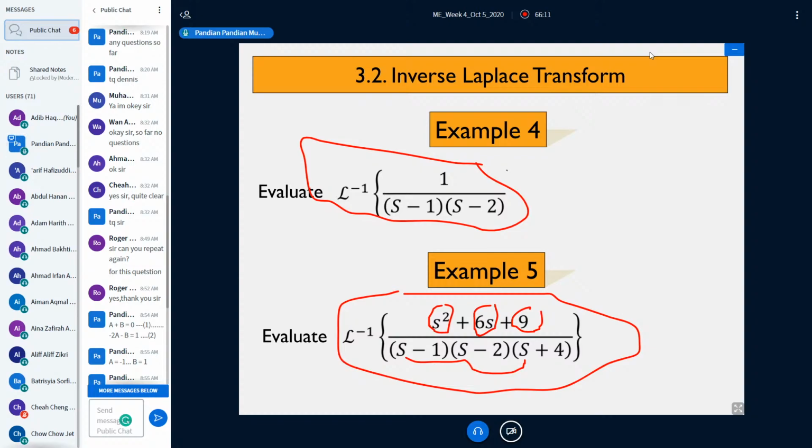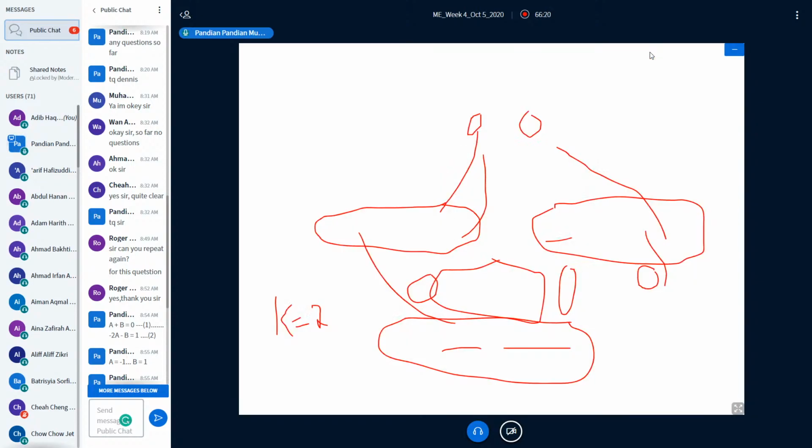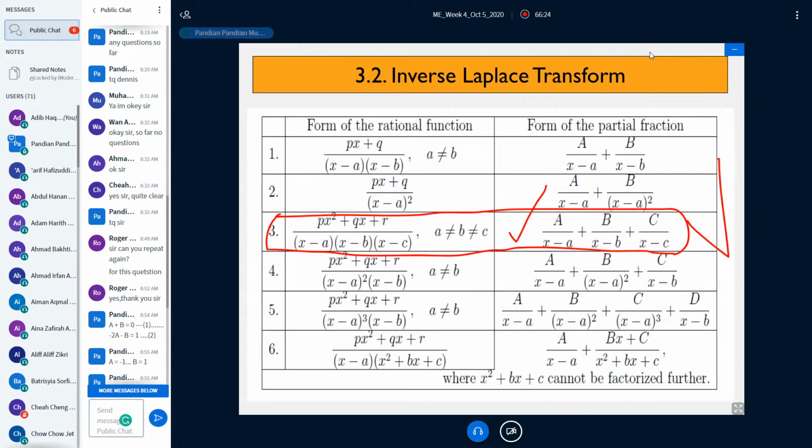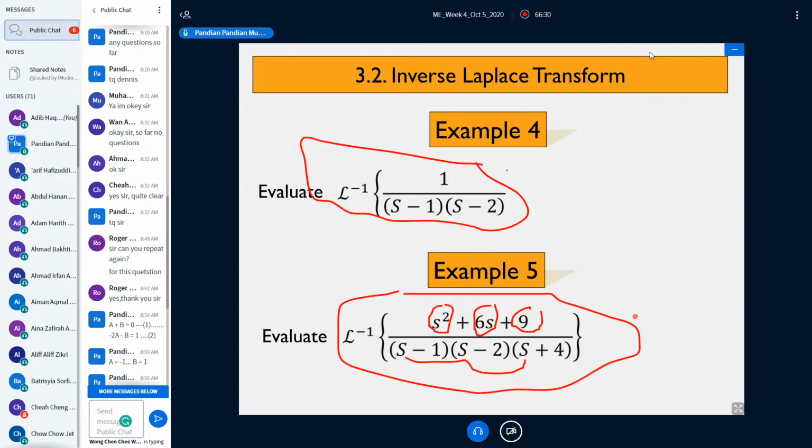Any question, class? Example 5, you have to do as your homework. It's a long calculation. Use formula number 3. Number 3 is very suitable for example 5. Any question, class, before we move on?